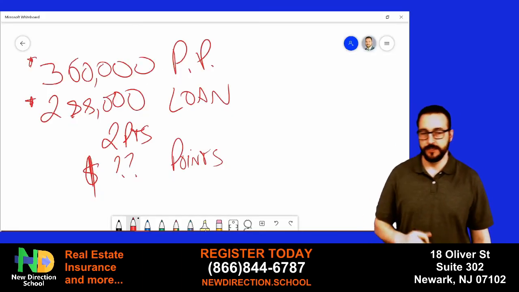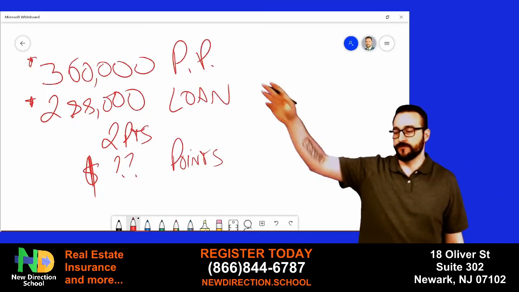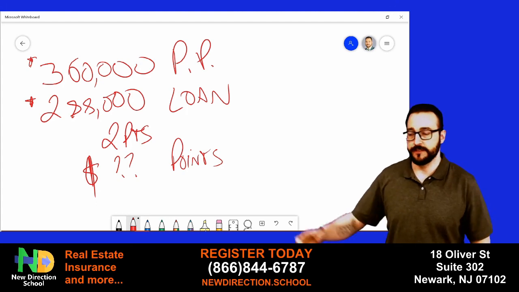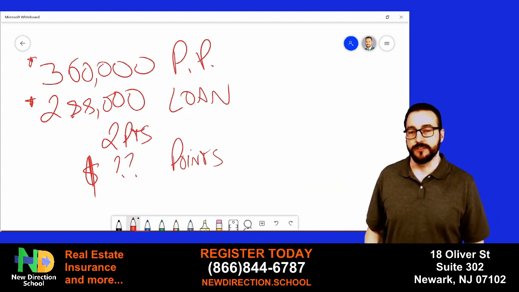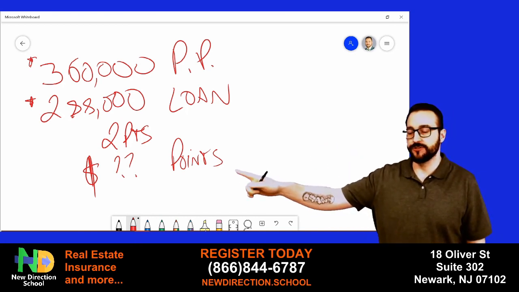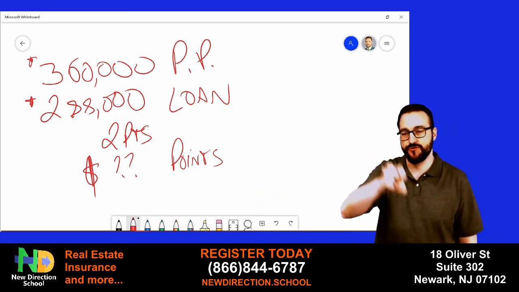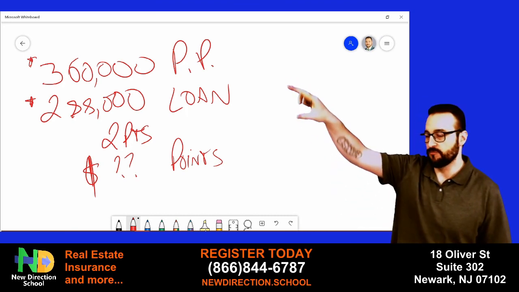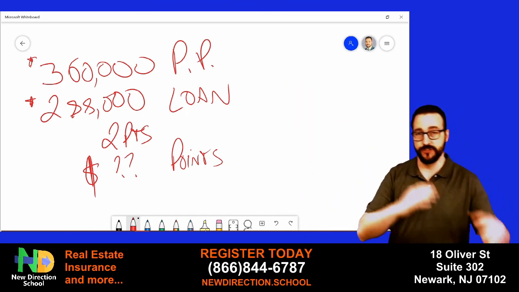So this is what we got. The house was sold for $360,000 purchase price. $288,000 is the loan, and they're asking for 2 points. How much are the points? So this is how I break things down. I extract information from the question and break it down like this so it's easy to look at, versus all those words, okay?